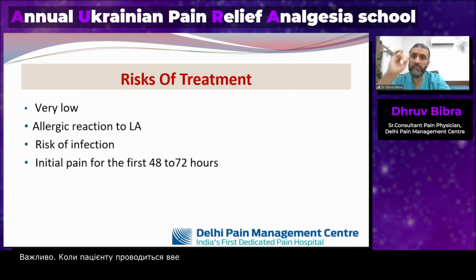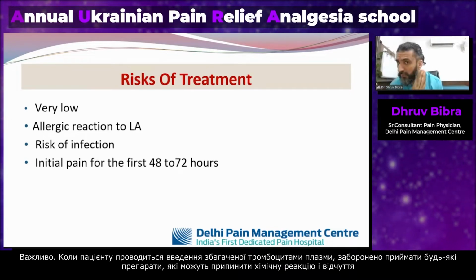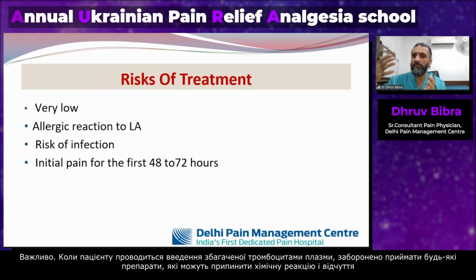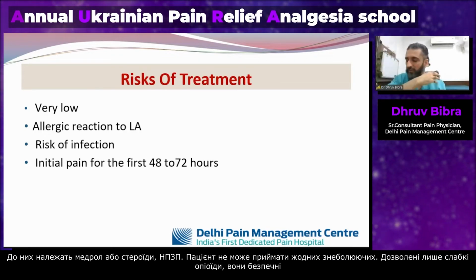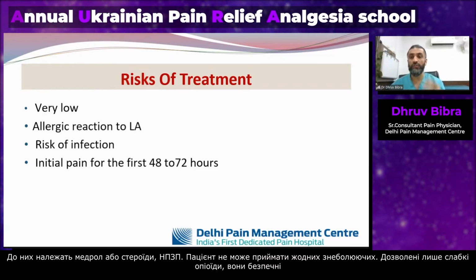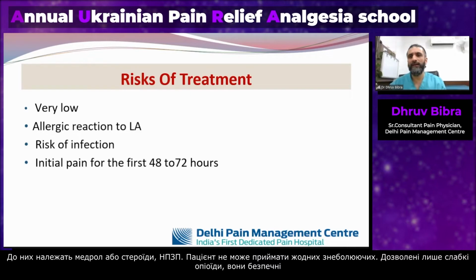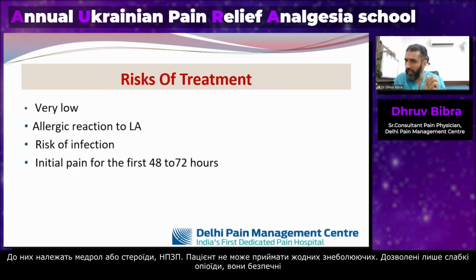Now, the important thing, which I always tell, is that when the patient is doing PRP, they are not supposed to take anything which will stop the chemical reaction of healing. One of them is platelets, one of them is Medrol or steroids, and the other one is NSAIDs. So the patient is not supposed to take any sort of painkiller.